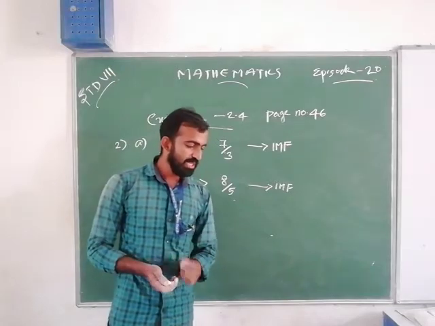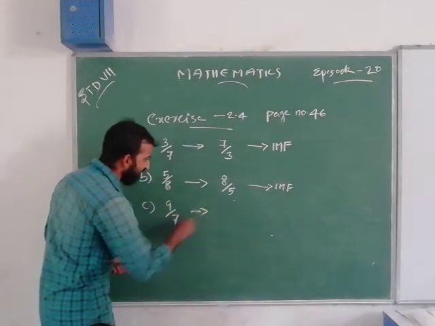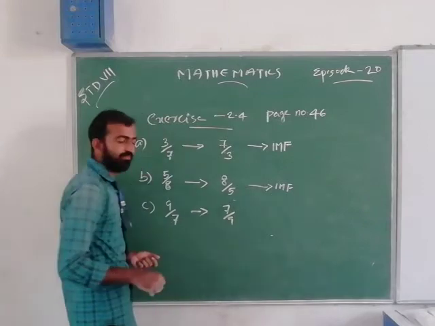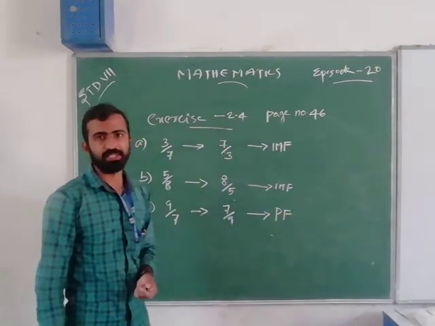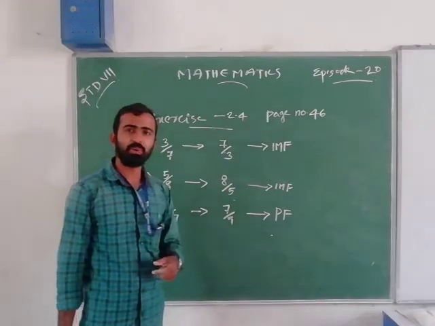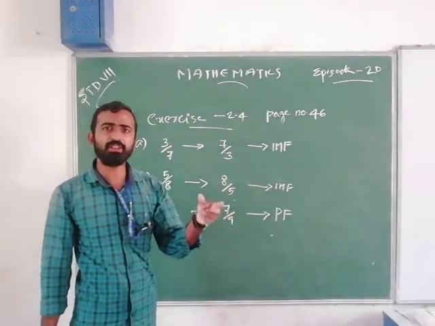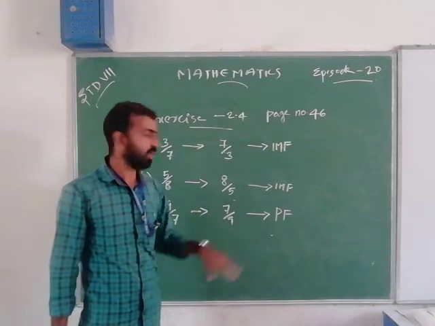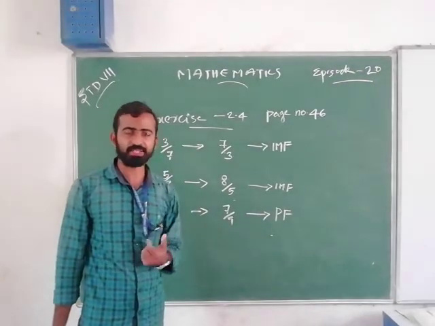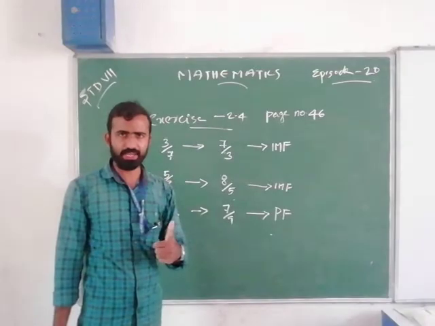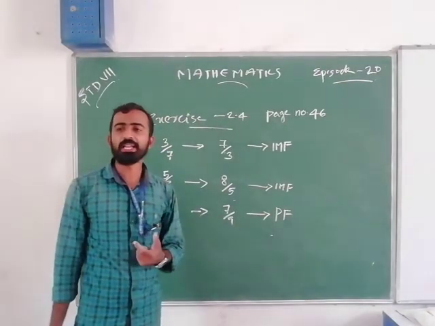And the next one is 9 by 7. We get 7 by 9. That is a proper fraction. Why? 7 is the numerator and 9 is the denominator. Here the numerator is small and the denominator is bigger. So we can say this is a proper fraction. When we take the reciprocal of 9 by 7, we get 7 by 9 and it is a proper fraction.